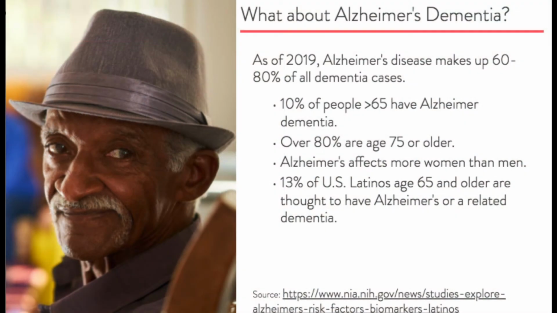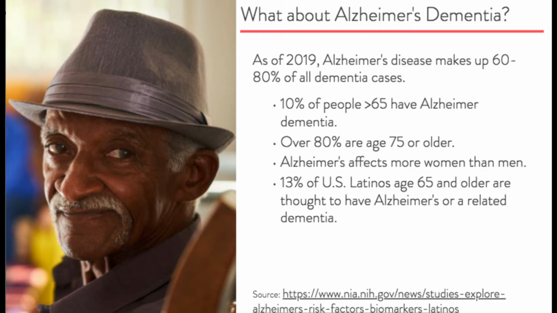Alzheimer's disease makes up 60 to 80% of all dementia cases. These are more recent numbers. These more recent numbers reflect a jump in diagnosed cases and also point toward a growing awareness of the disease.